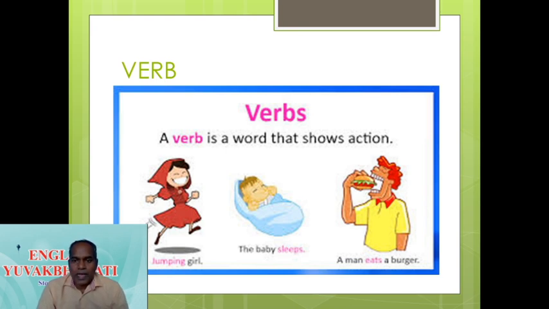In the third image, a man eats a burger. Now in this sentence, the eating activity is being done by the man. So eat is showing an action of eating, so eat is the main verb. So again I repeat the definition of verb. You must transfer all the things in your notebook so that you will understand very well. A verb is a word that shows an action.